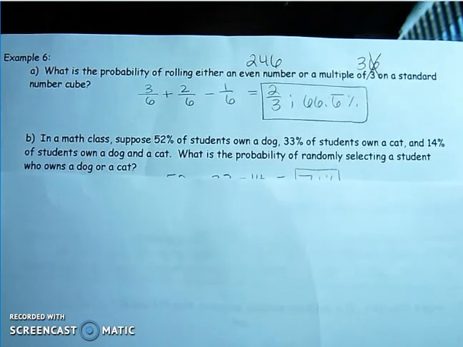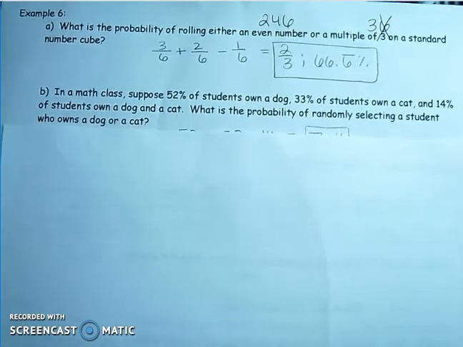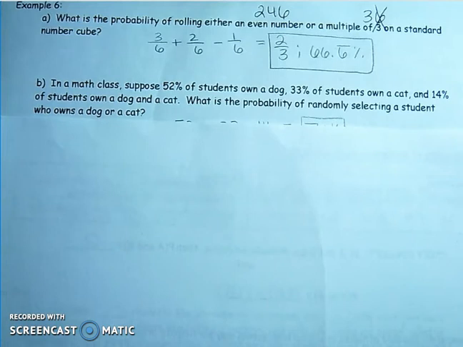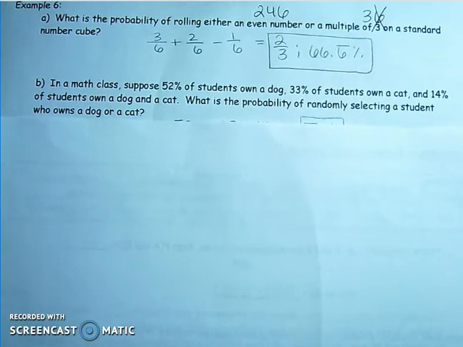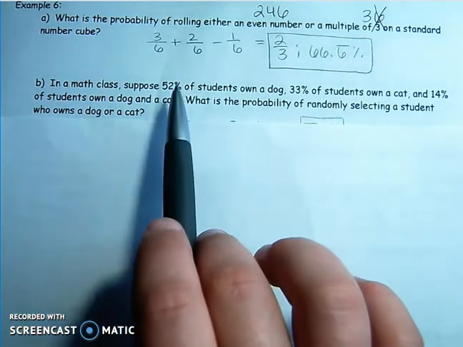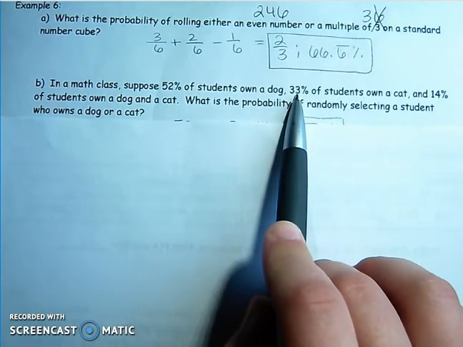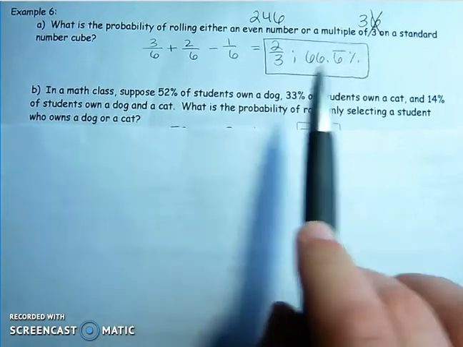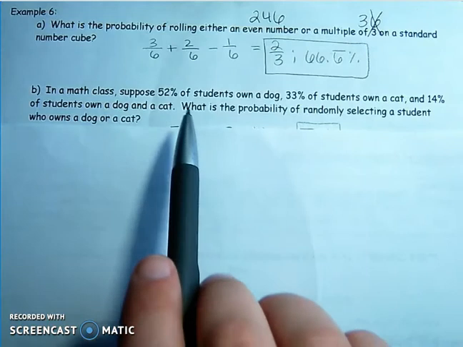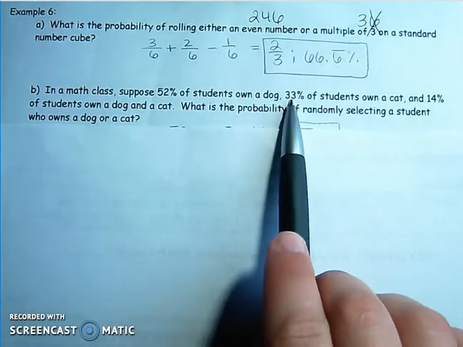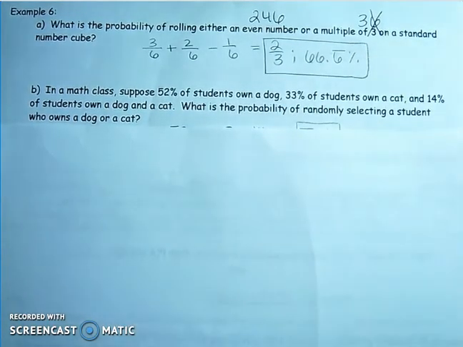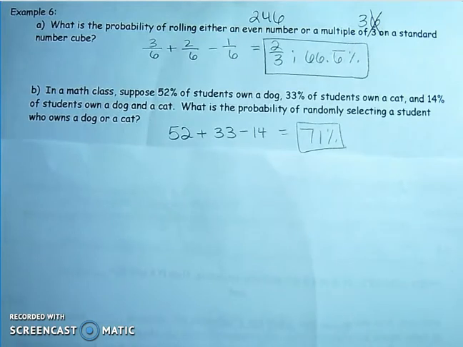The next one says, suppose in math class 52% of students own a dog, 33% own a cat, 14% own a cat and a dog. What's the probability of selecting a student that has a cat or a dog? So we add the percentages of individuals that have cats and dogs and subtract the intersection. So 52 plus 33 is 85, minus the 14 gives us our 71%.